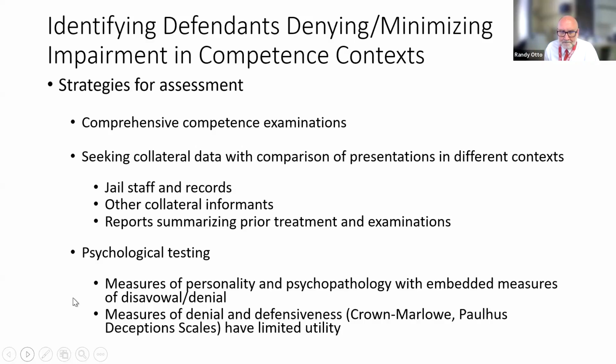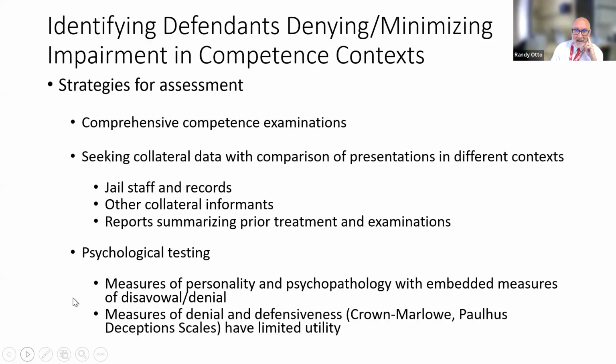Psychological testing, I'm not very optimistic about this. I'm not a big fan here. What do we have here? We have measures of personality and psychopathology with embedded measures of disavowal and denial, tools like the MMPI, the PAI. Many of you in the training are familiar with scales that they have designed to identify people either denying and minimizing impairments or trying to present themselves as having significant positive attributes that might sort of go hand in hand.